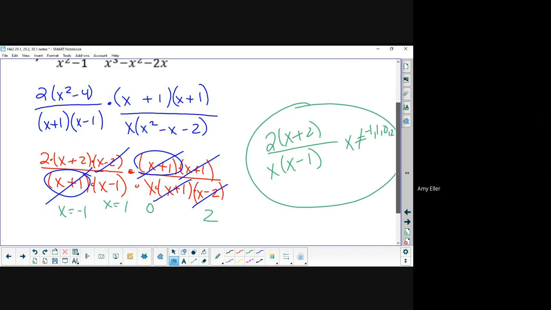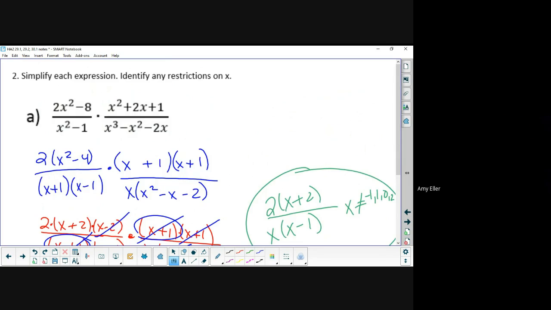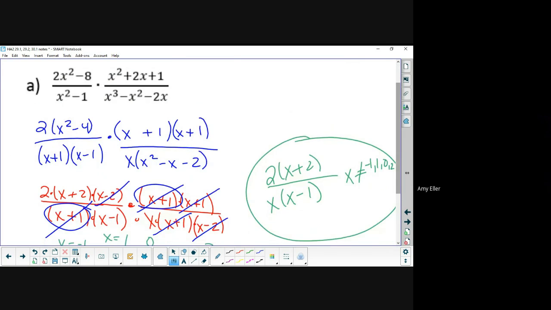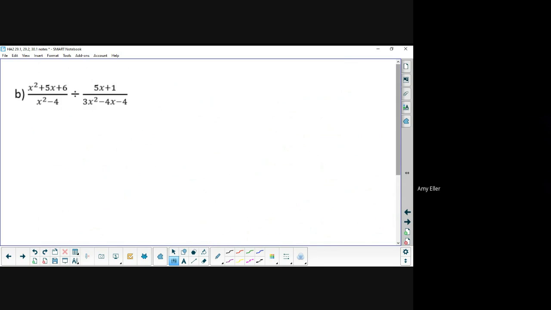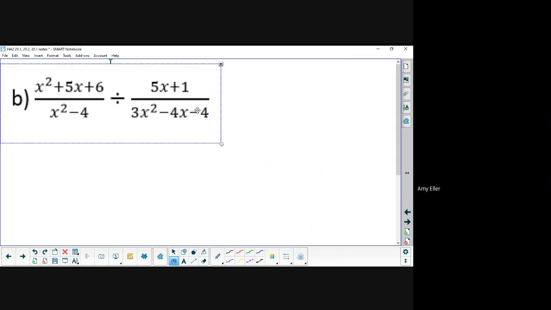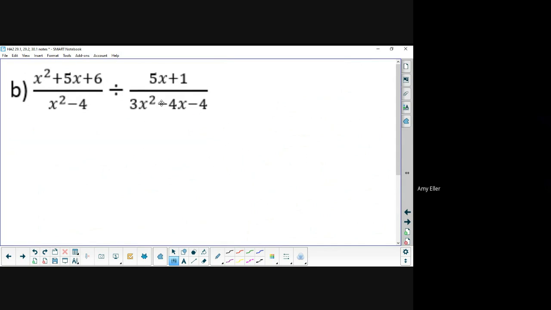If you're not sure if that makes sense, plug it into the original problem. That'd be a lot of typing. And it would give you an error message. Questions on multiplying? Okay, let's look at B. This is a division problem. Let's just start the same way we started multiplying. Factor the numerator and the denominator of both fractions.